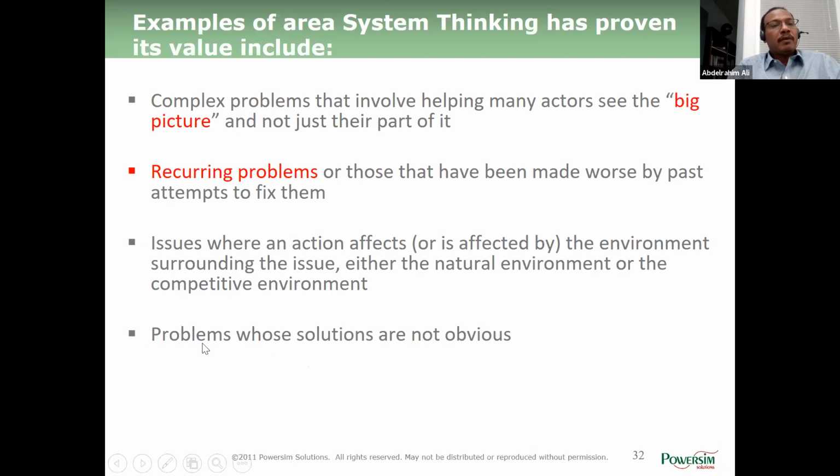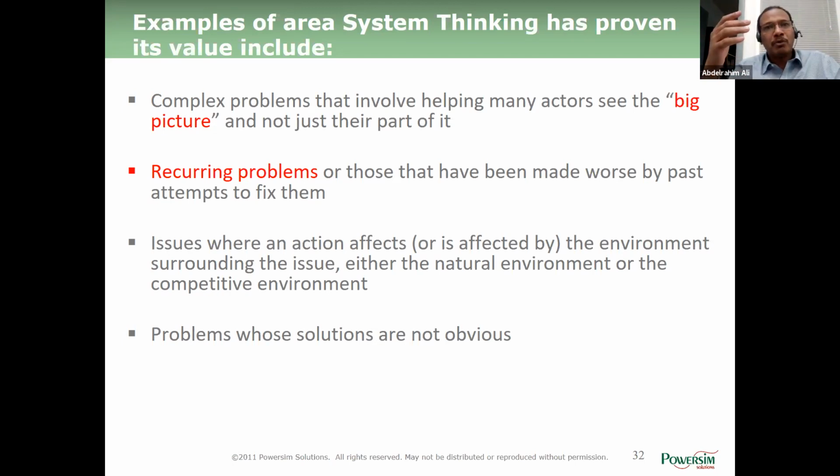Also, it's very good for problems where solutions are not obvious. If there is a problem where it is very obvious how you will solve it, systems thinking is not for it. So it's not for simple systems.